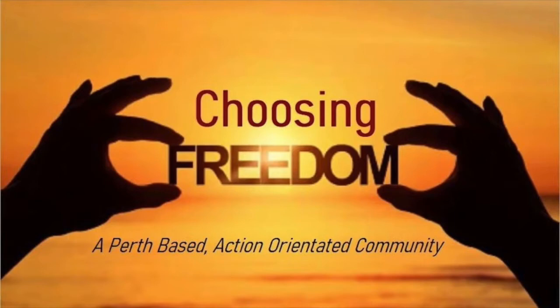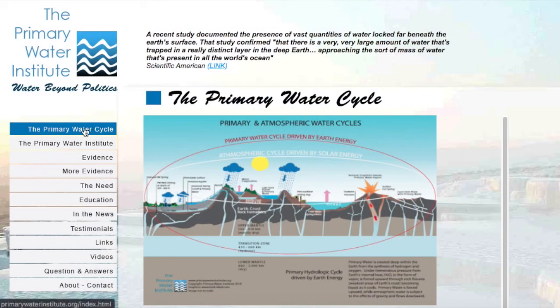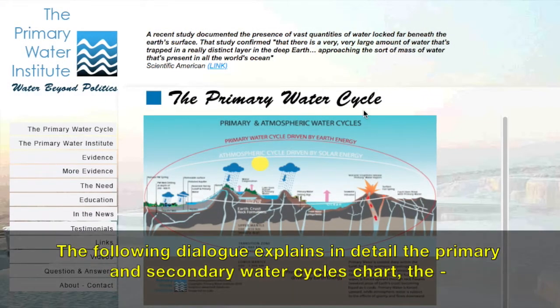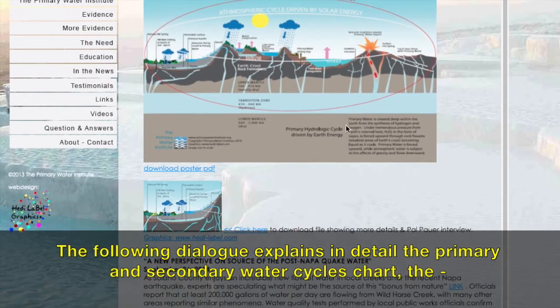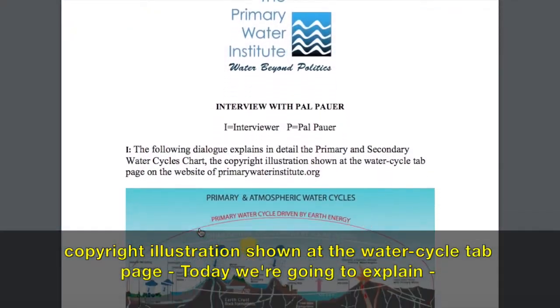The following is a narration of an interview conducted with the Primary Water Institute founder, Pal Pauer, available at www.primarywaterinstitute.org. Reading from the paper, quote, "The following dialogue explains in detail the primary and secondary water cycles chart, the copyright illustration shown at the Water Cycles tab page.